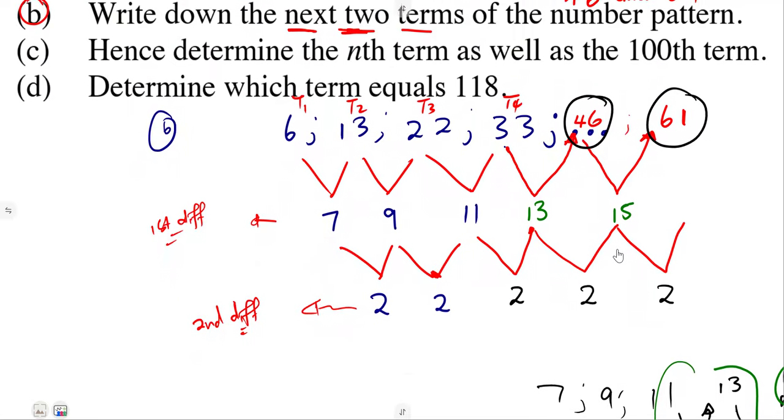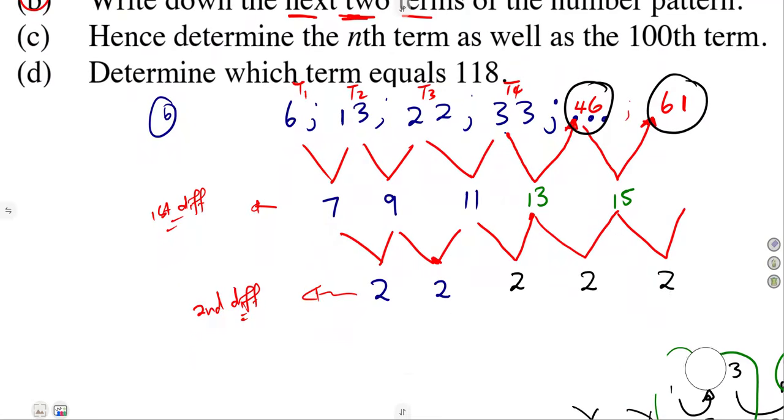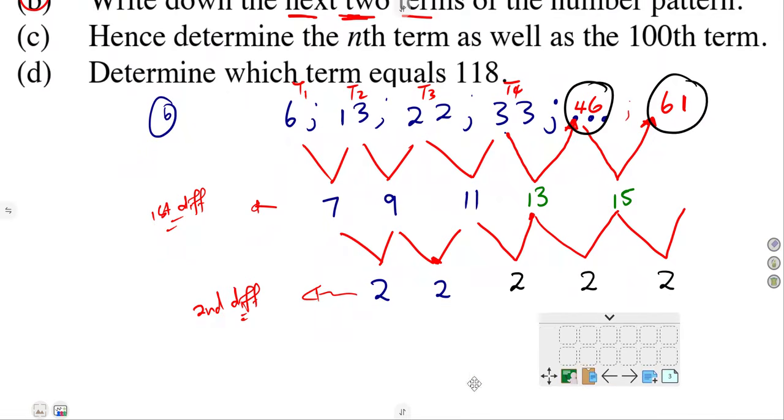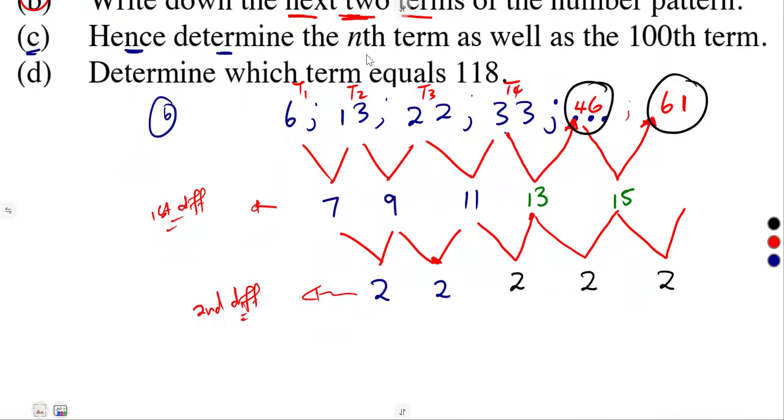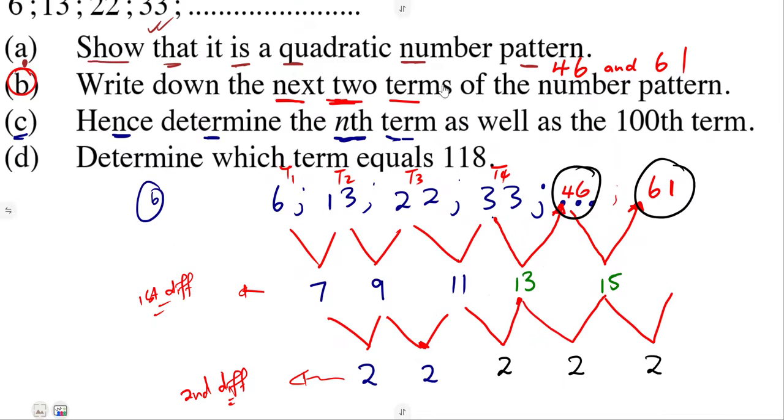Then let us move on to C, which is actually the major part of the application of those formulas that we have been working with in our previous class, where now they are saying, hence, on C, hence determine the nth term as well as the 100th term. So let us start with the nth term, the general term. Already we know it's a quadratic. We have proved that.